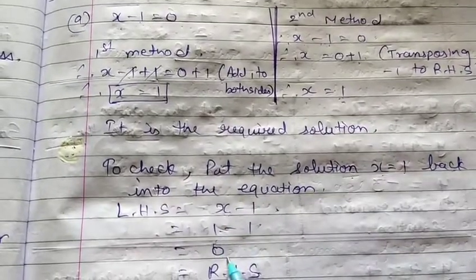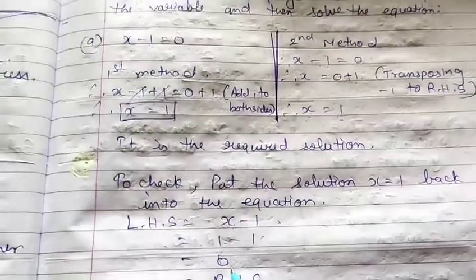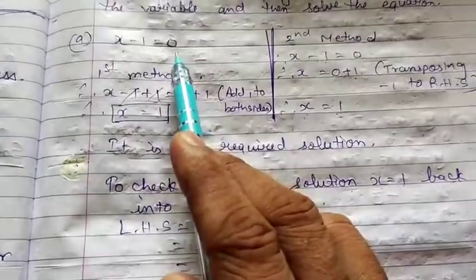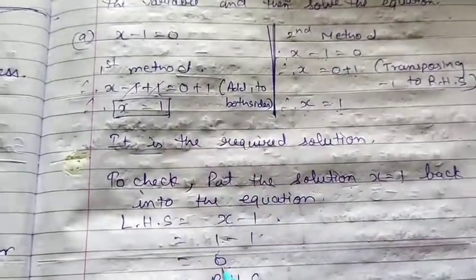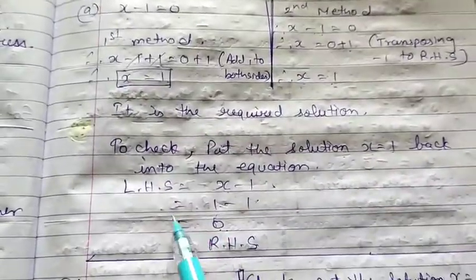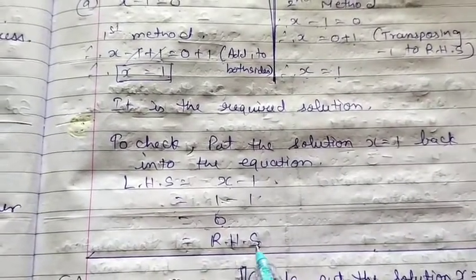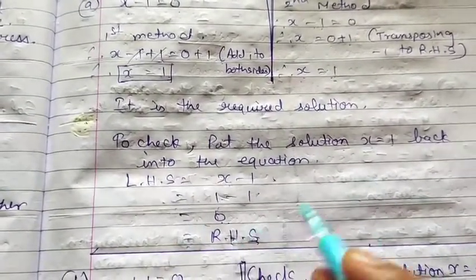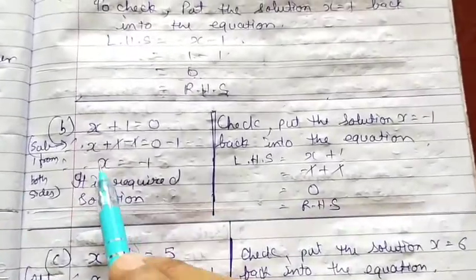So 1 minus 1 equals 0. And check the value in your question. What is the value of the right hand side? 0 only. And here also we got 0. So write down which is equal to the right hand side. That means LHS equals RHS. Now let us see the next one.